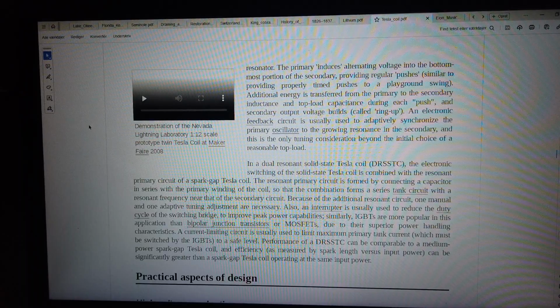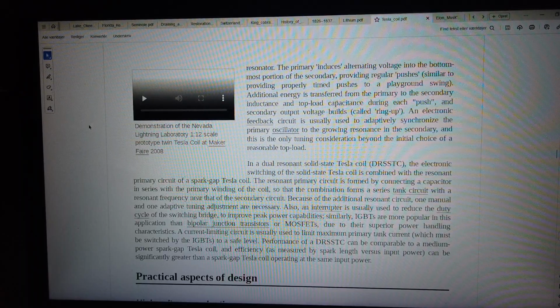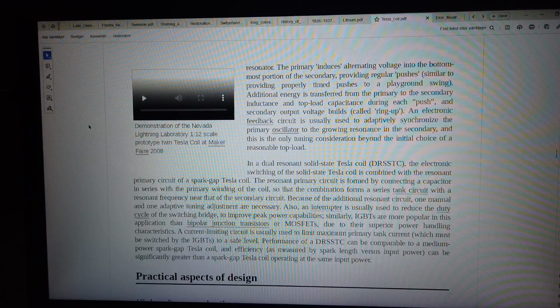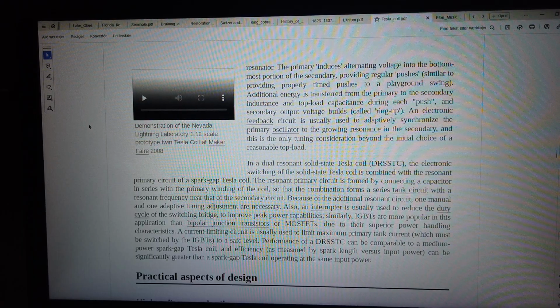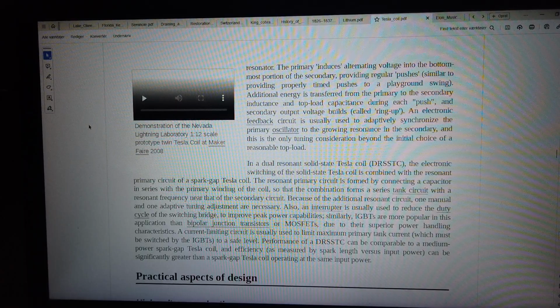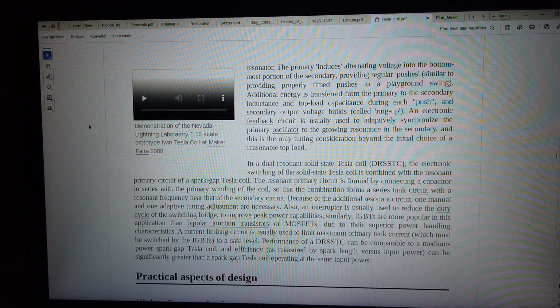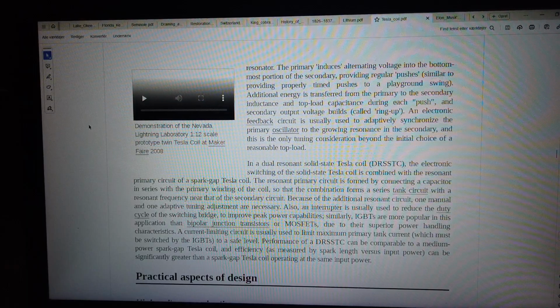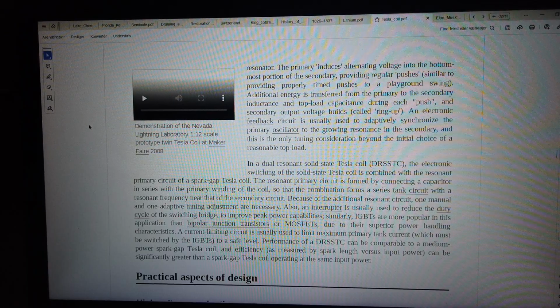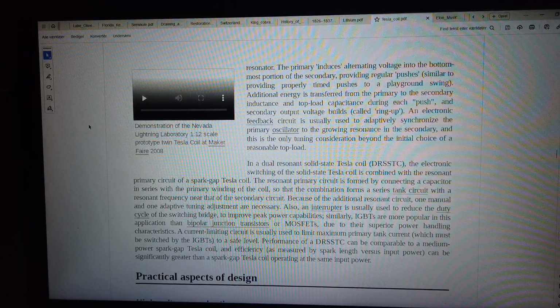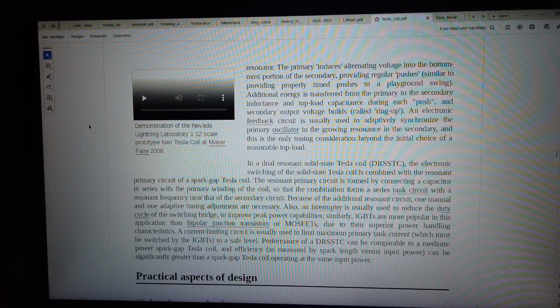Similarly, IGBTs are more popular in this application than bipolar junction transistors or MOSFETs, due to their superior power handling characteristics. A current limiting circuit is usually used to limit maximum primary tank current, which must be switched by the IGBTs, to a safe level. Performance of a DRSSTC can be comparable to a medium power spark gap Tesla coil, and efficiency, as measured by spark length versus input power, can be significantly greater than a spark gap Tesla coil operating at the same input power. Practical aspects of design.